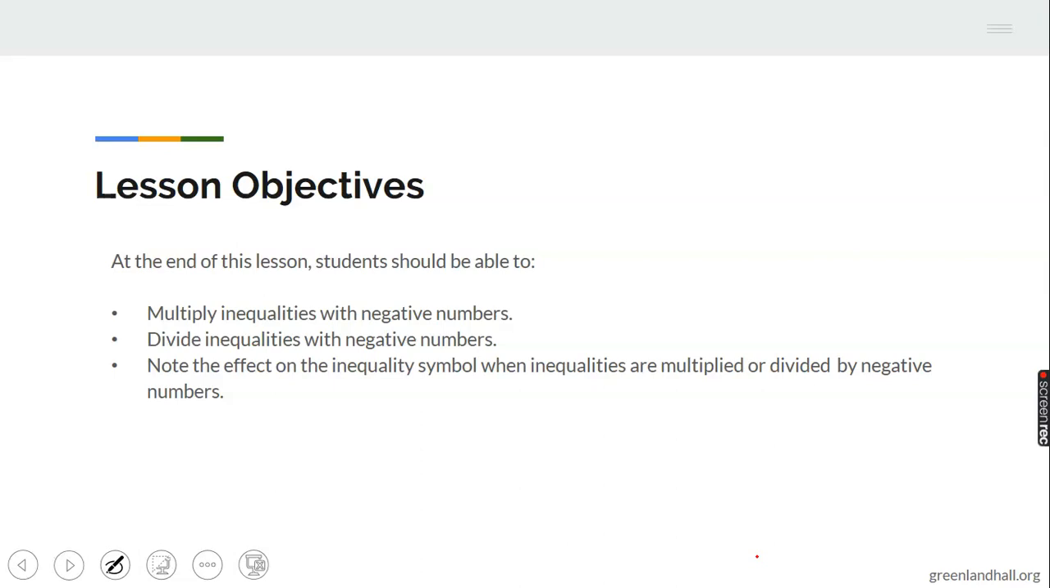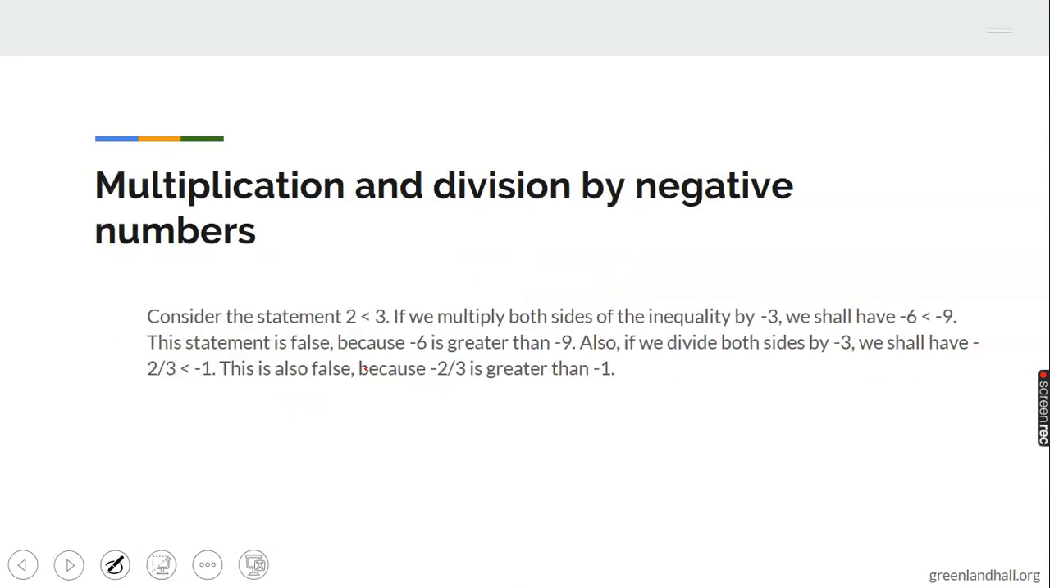Our lesson objectives: at the end of this lesson, you must be able to multiply inequalities with negative numbers, divide inequalities with negative numbers, and you must note the effects. If you divide or multiply an inequality by a negative number, what effect does it have on the inequality symbol, on the sign? Now let's start with the first instance. We want to look at multiplication and division by negative numbers.